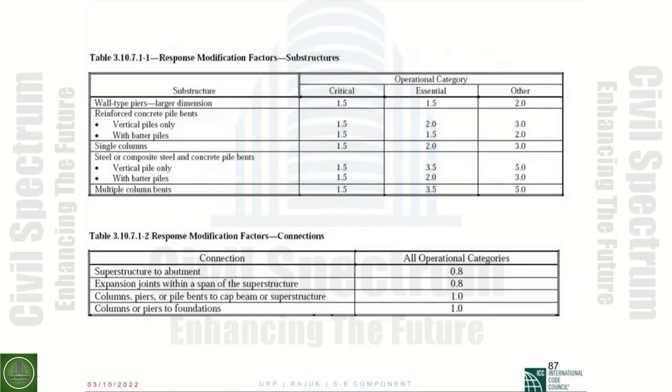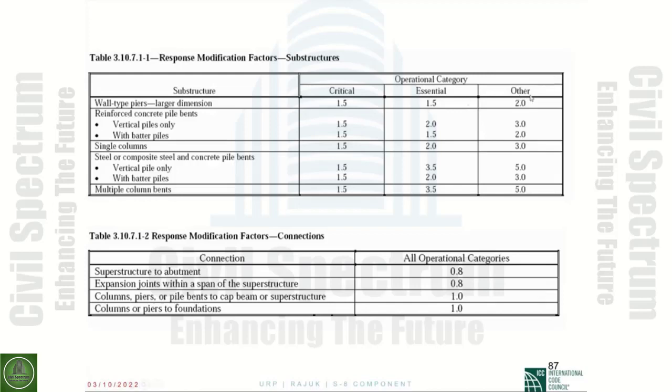So here is the response modification factor for the substructure. As you can see, we have three categories: the critical, the essential, and the other. For the critical, as you see here, all of these are 1.5. So if you want to really design the bridge to stay inside the elastic range, it will be 1. But if you want to have it essentially elastic, you will use 1.5, and that will ensure that the bridge will be operational after the earthquake, and you have an elastic design.